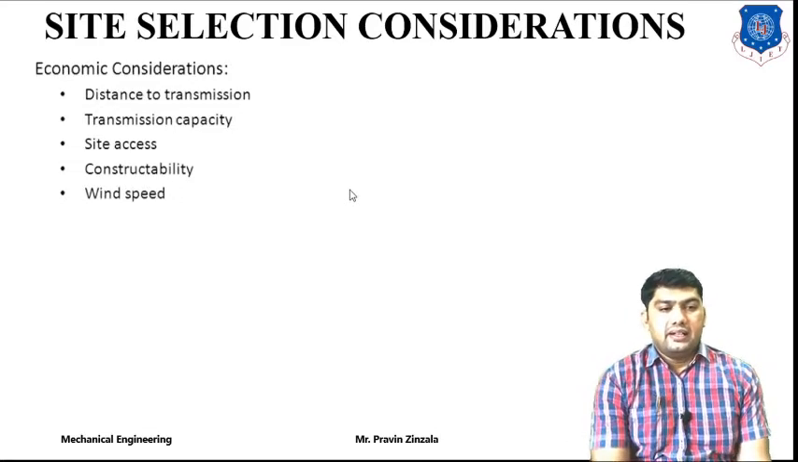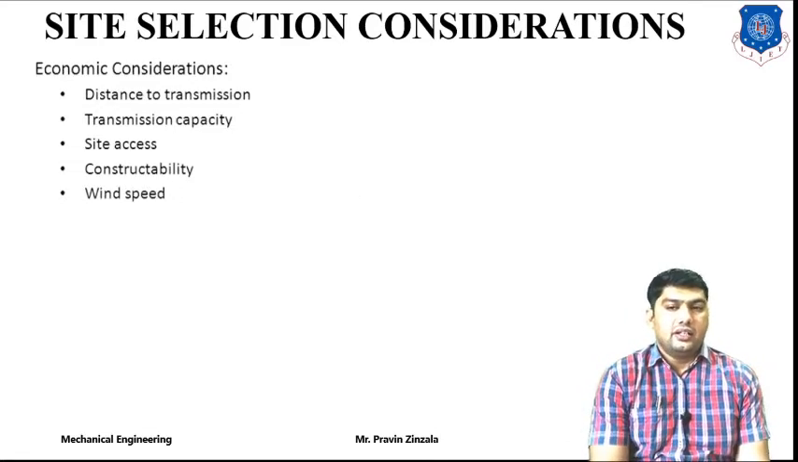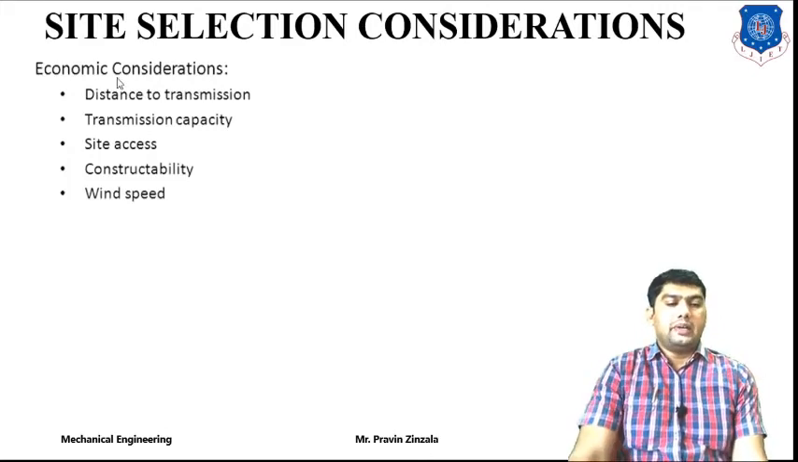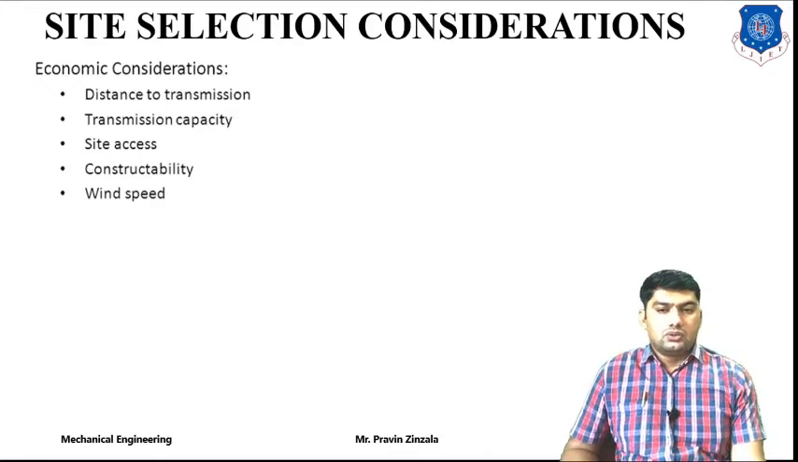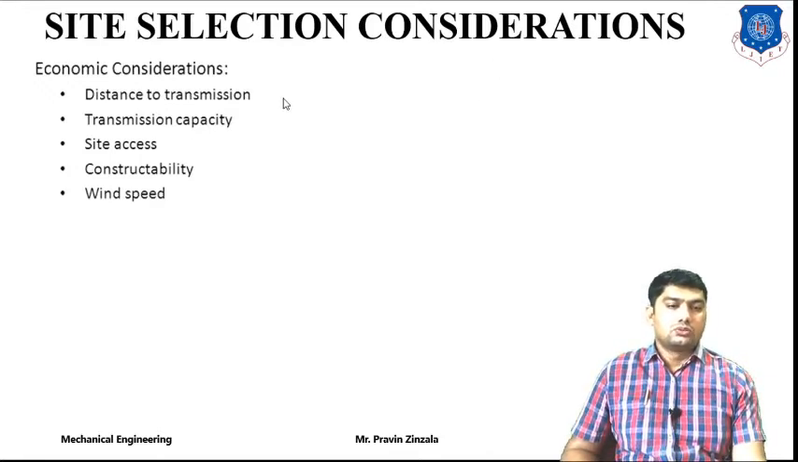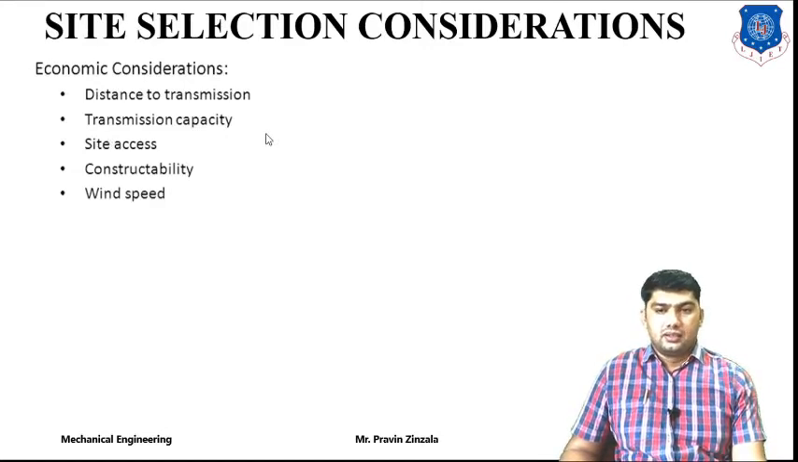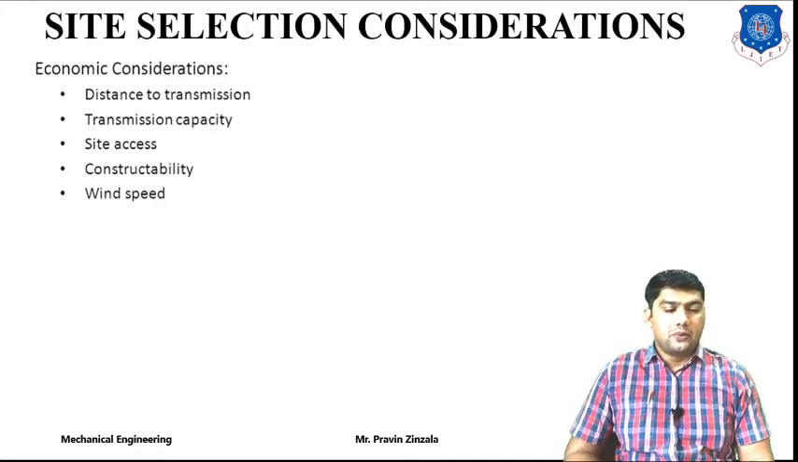We have divided site selection consideration into two parts. The first part is economical consideration. We have to consider the distance to transmission, meaning near the load center. We also install the wind turbine near the load for maximum utilization. Then transmission capacity, how much power we can transmit. Site access, whether the site is available for wind turbine installation. Constructability, whether the land is available for construction.